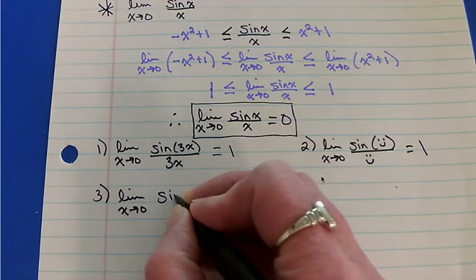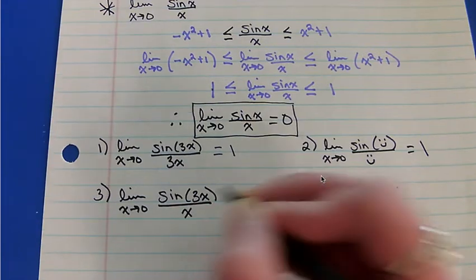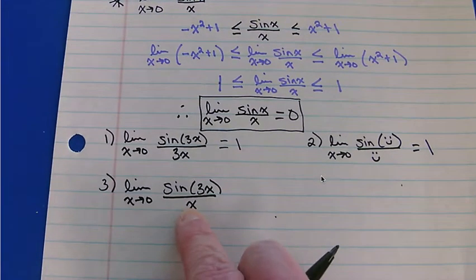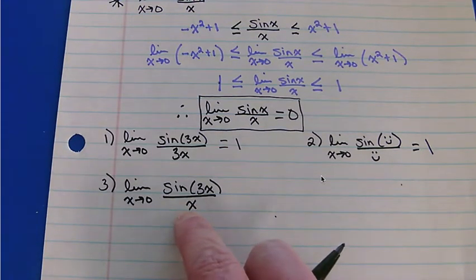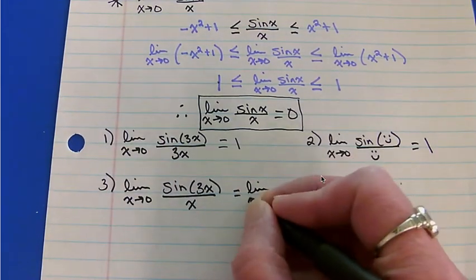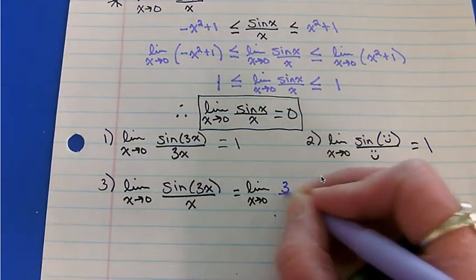But what if I had sine of 3x, but this was just an x? All right, so we're going to do some algebra things. I'd really like this denominator to be a 3x, so I need to put a 3 down there. But I can't just multiply the denominator by 3. I'd have to multiply the numerator by 3 as well. That's good math. So 3 and 3.